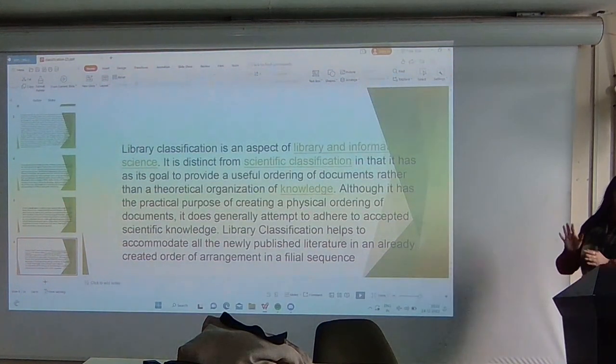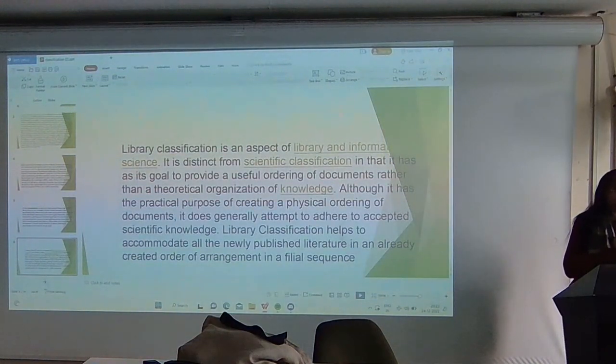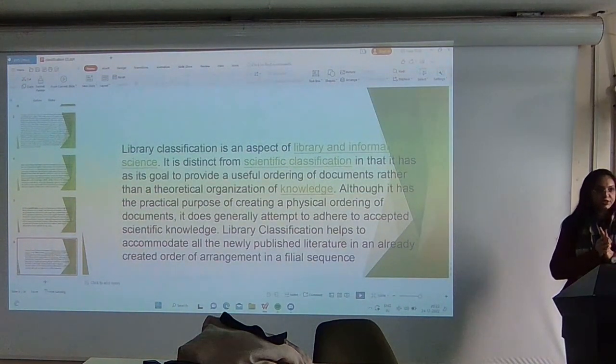So suppose, for example, we are using CC, that is Colon Classification. There are different schemes of classification.